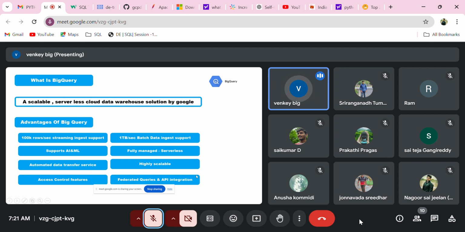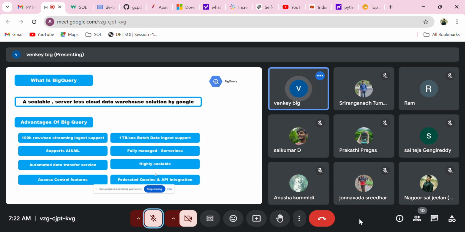We can connect to BigQuery with Python, with C++, and with the BigQuery command line utility. These are some of the APIs that we can integrate with BigQuery. And federated queries, as I've already discussed: you don't need to transfer data to BigQuery if it is in GCP database systems. You can write and run queries from BigQuery itself without transferring the data. So these are the quick introductions we have seen with respect to BigQuery.